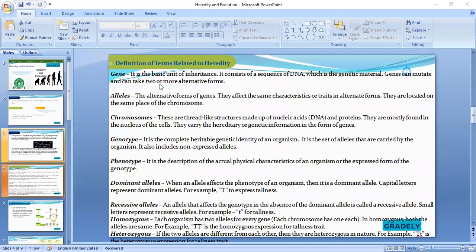Now, that is gene. We say it's the basic unit of inheritance. For every inheritance to occur, it must start from the word gene. It must be there. It contains that basic unit of inheritance. Now, let's look at alleles.